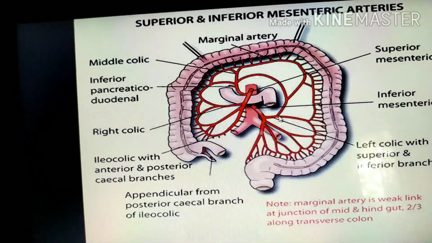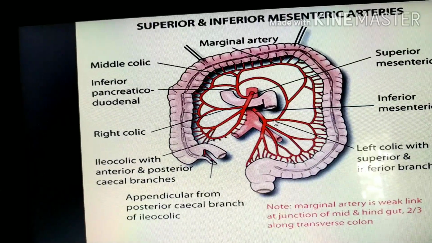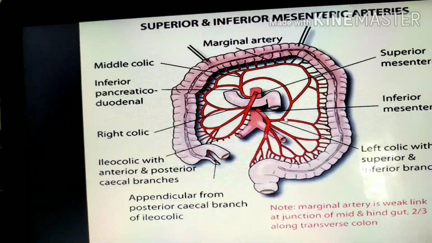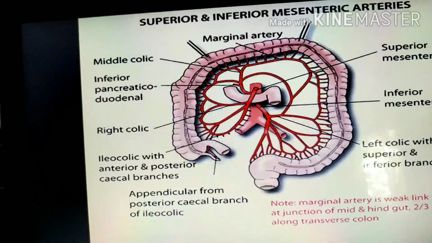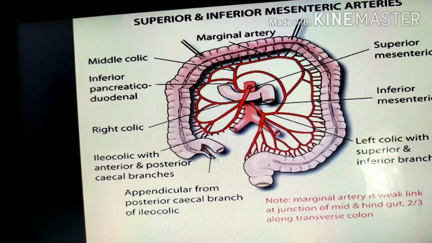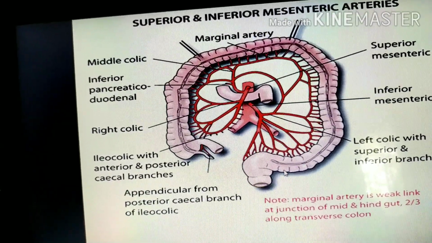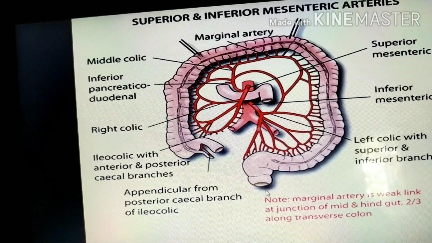So ultimately, inferior mesenteric artery, that is an artery of the hindgut, supplies most of the derivatives of the hindgut. So it supplies the left one-third of the transverse colon, descending colon, sigmoid colon, rectum, and the anal canal above the anal valve.